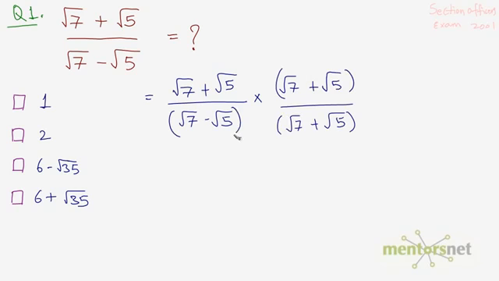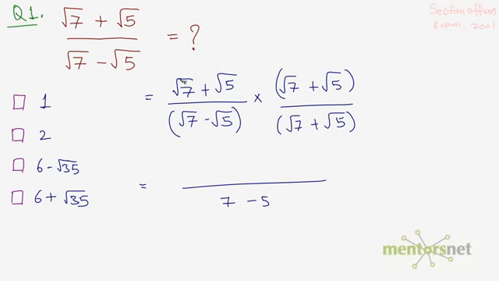So in the denominator we have (√7 − √5) multiplied by (√7 + √5), something similar to (a + b) times (a − b). So in the denominator we can have a² − b², which is the formula of (a + b)(a − b): (√7)² − (√5)². We are taking the square of the square root, so we can get rid of the square root. So we can directly write 7 − 5.